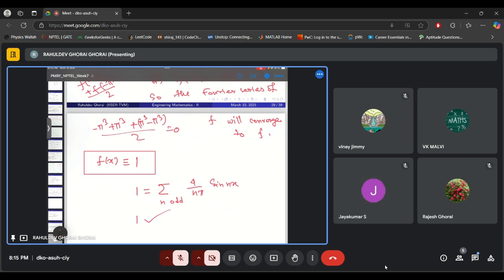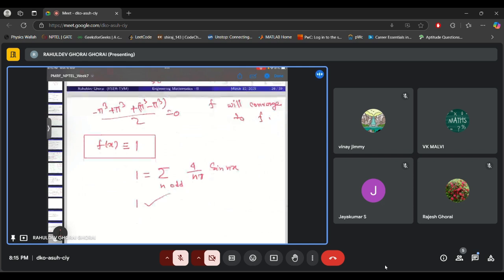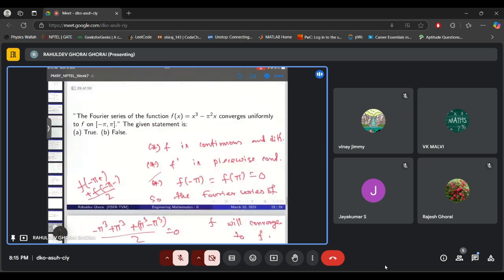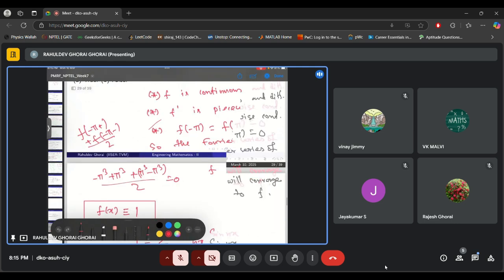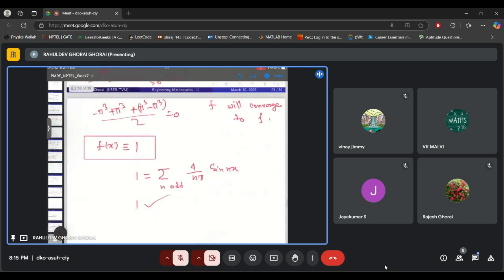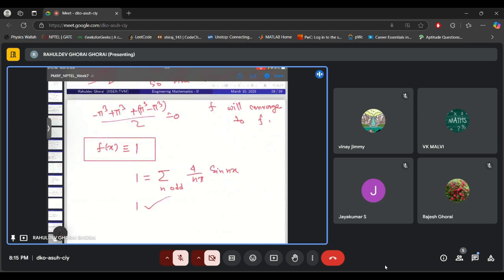So f prime will be piecewise continuous, but at this point the Dirichlet boundary condition is not satisfied. At minus pi the value is 0, so that condition is not satisfied. The associated boundary condition won't be satisfied, so that's why it won't be uniformly convergent. It is a piecewise convergent function.